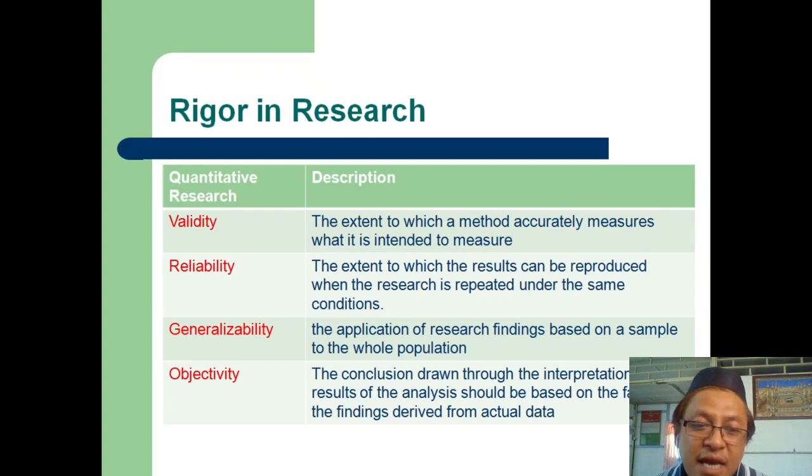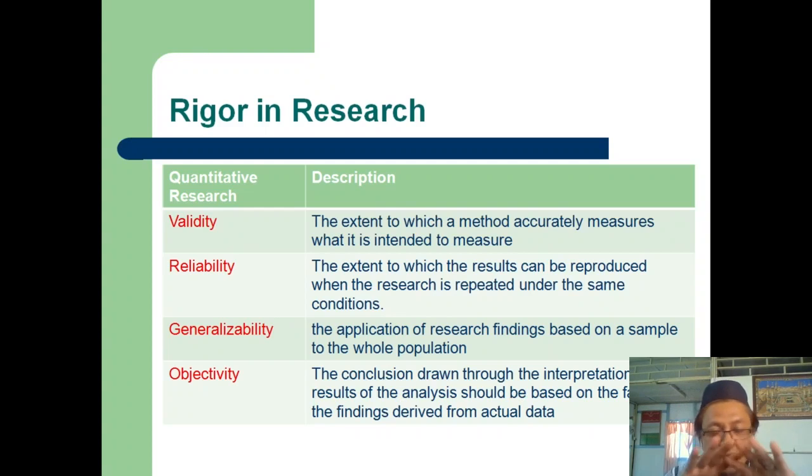Now, generalizability is concerned with the extent to which the findings that you obtain from the sample can be applied to the population. Remember, when you collect data, you don't collect from every member in the population. You only engage a sample. Through sampling, only a portion of the population will be involved in the study. But through proper sampling, if you have enough sample, the findings can be applied.